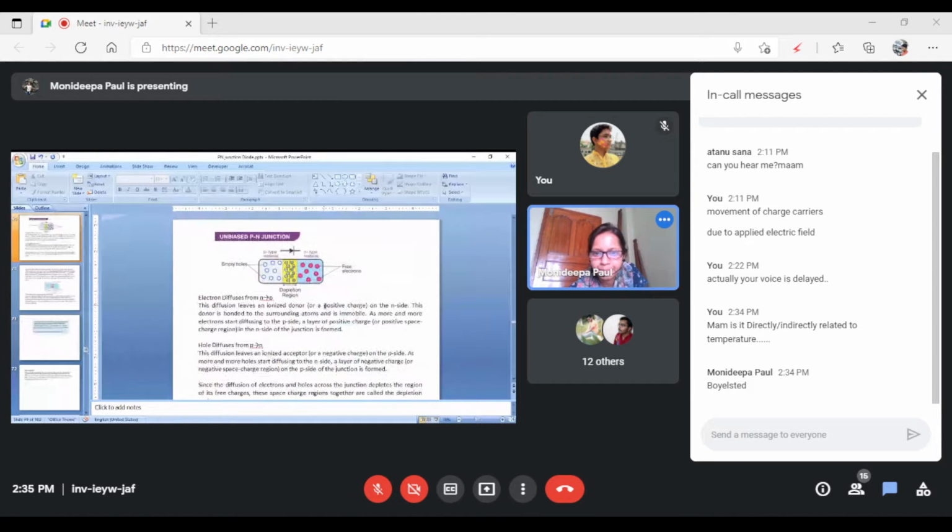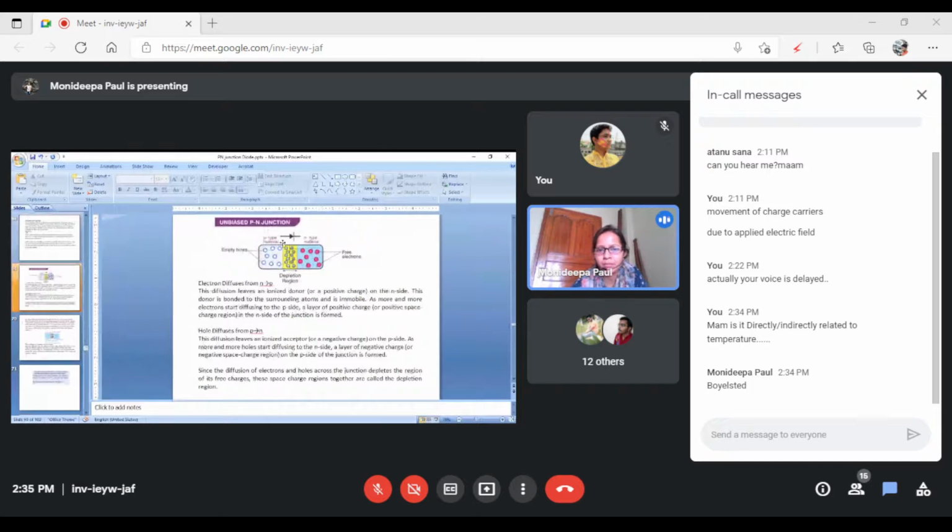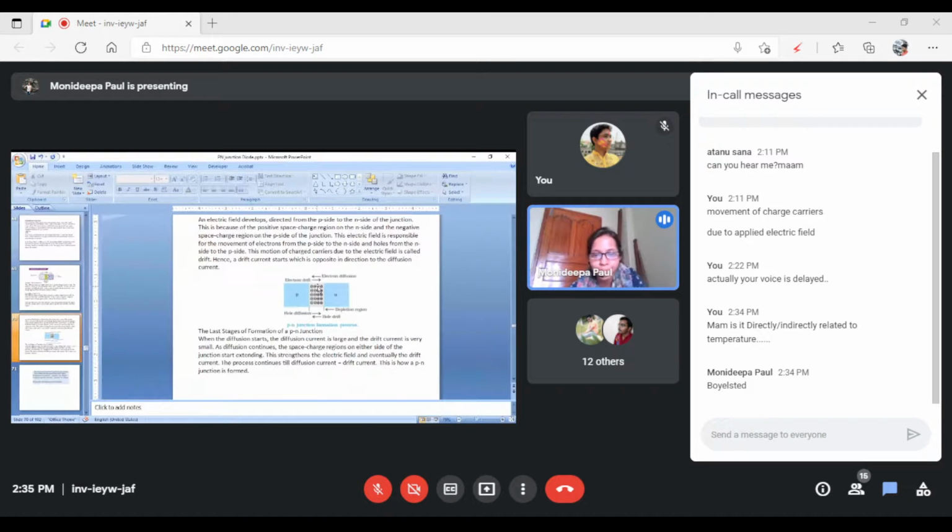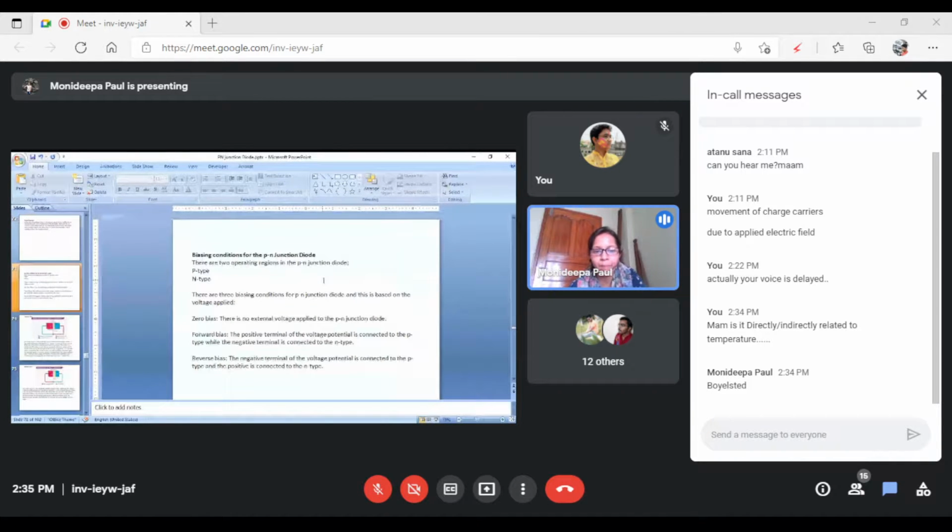Wait a minute. This is the symbol of the diode. If the positive terminal of the external source is connected to this side, the arrowhead side, and the negative terminal is connected to this side, then this is forward bias. And the reverse order is the reverse bias. So first we discuss the forward bias condition.